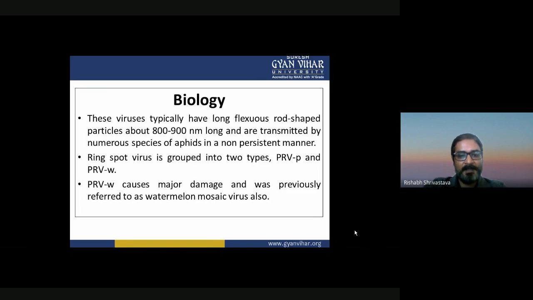Ring spot virus is grouped into two types, PRV-P and PRV-W. PRV-W causes major damage and was previously referred to as watermelon mosaic virus also.